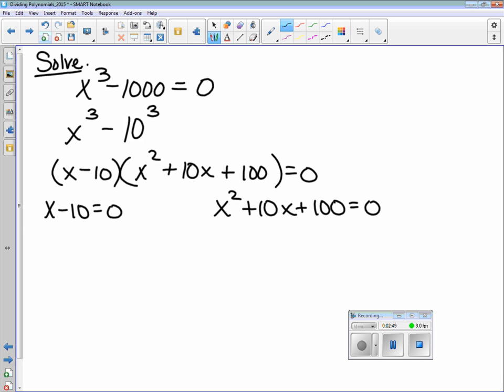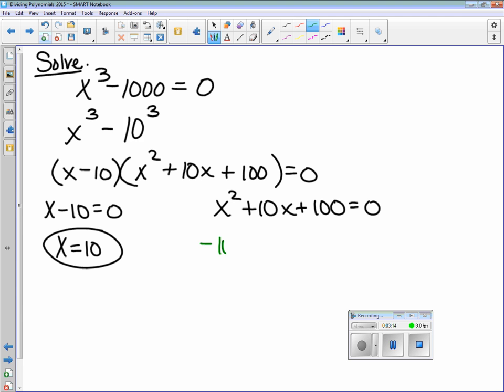This is the easier one. The first factor is always your real factor. I add 10 to both sides. X is equal to 10. Isn't that the one that's going to show up on the graph? If I graphed it, I will see it crosses at 10. On the second factor, when I look at it, I can't factor it again. So how do I have to solve this one? Quadratic formula. So we'll go ahead and do that.